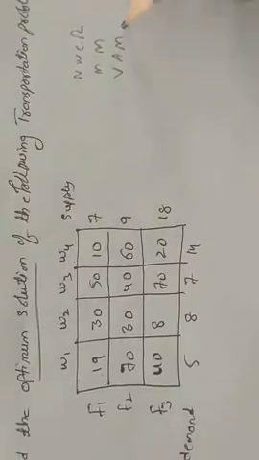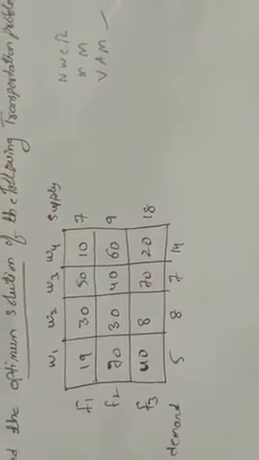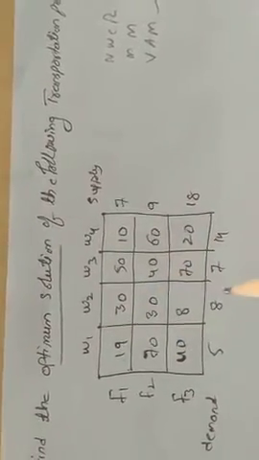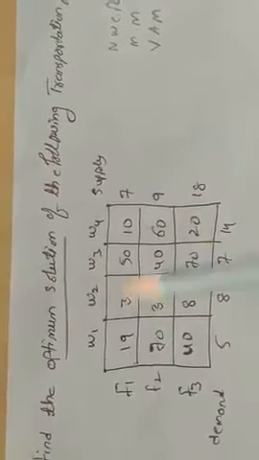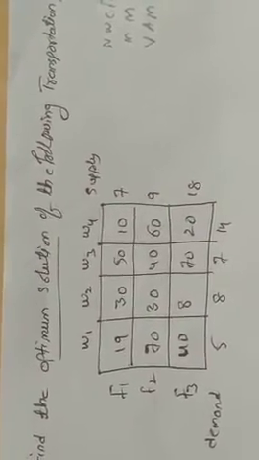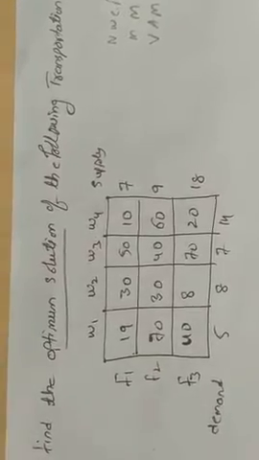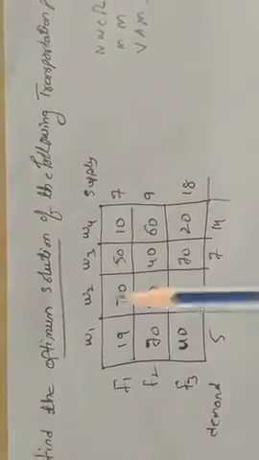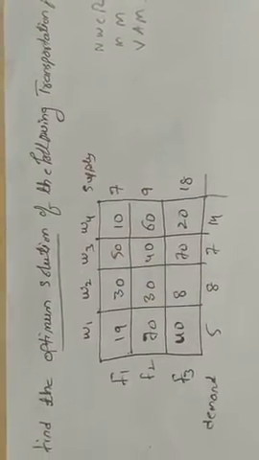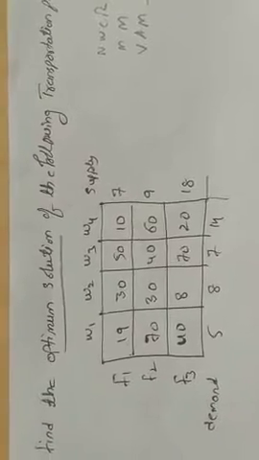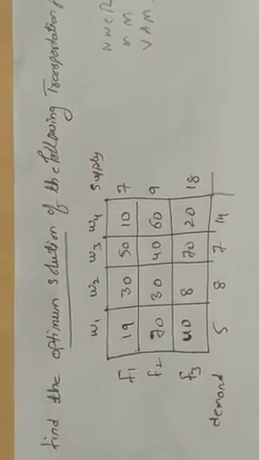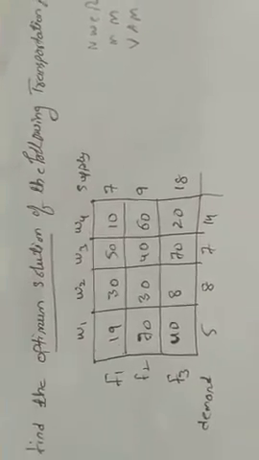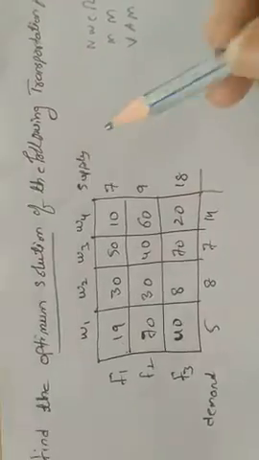Now we have to apply Vogel's approximation method. This is the matrix of the transportation problem. The first step is to identify whether this transportation problem is balanced or unbalanced. How can you identify that? By calculating the total supply and total demand. If the total supply and total demand are equal, then it is a balanced transportation problem.